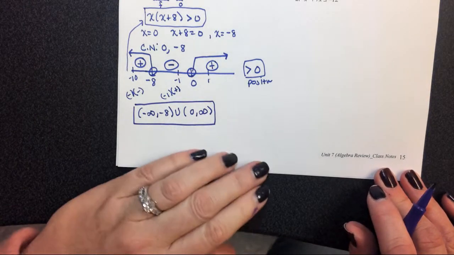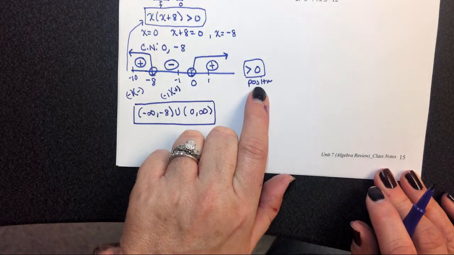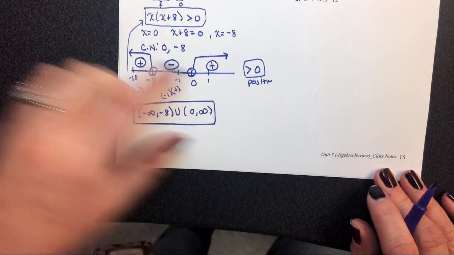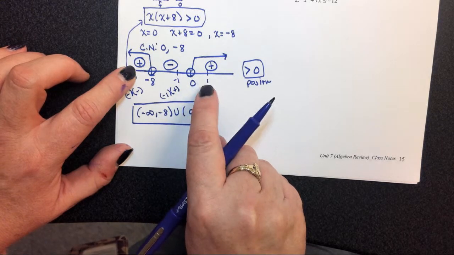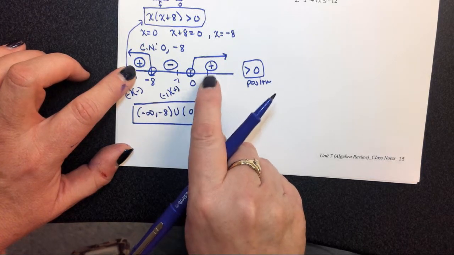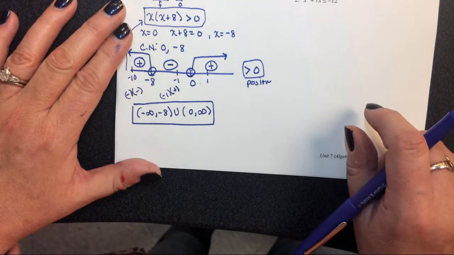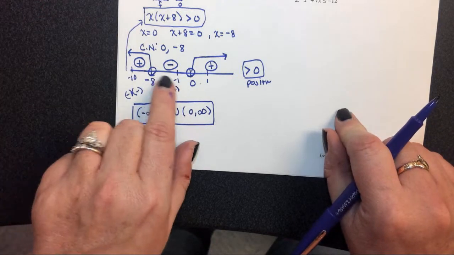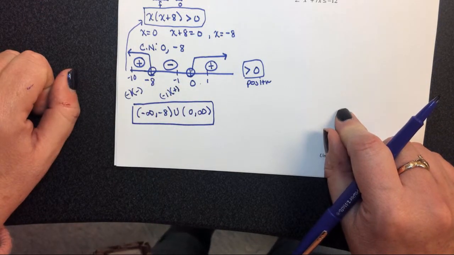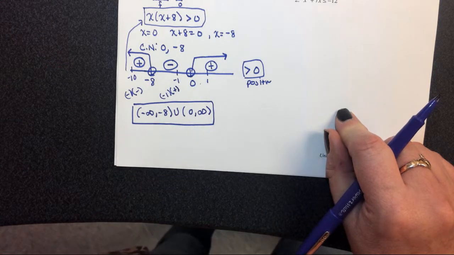Because when I did my number line test, when I did my test number, which is greater than 0, that's where I got positive. So if it happens that x is less than 0, then you'd be looking for negatives. Okay? All right, questions on that one?